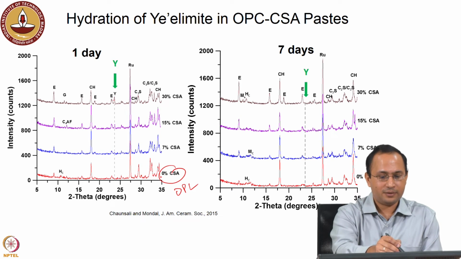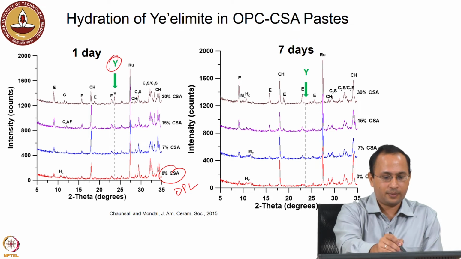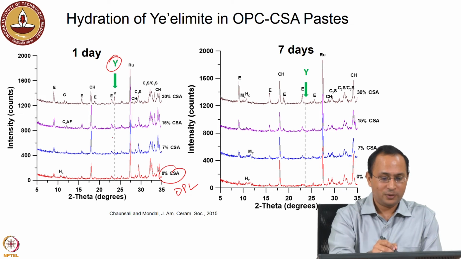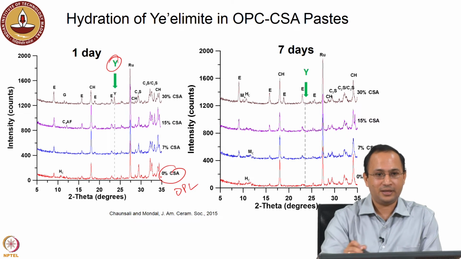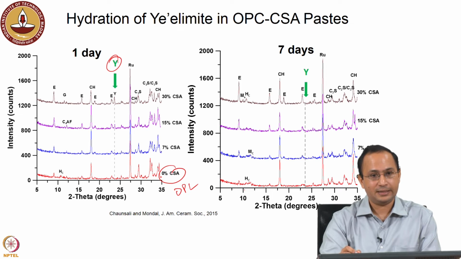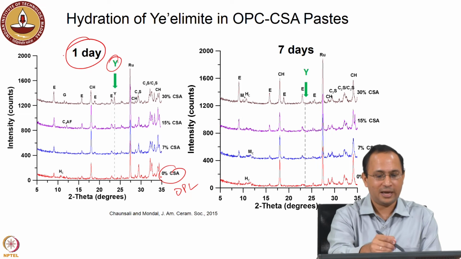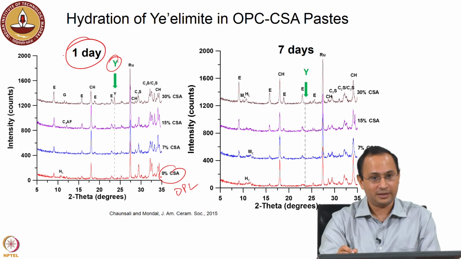So, you see presence of yeelimite, Y. It gives you a peak at around 23.4 degrees in XRD. And you can see that as you increase the amount of CSA, this peak is more intense. This is the picture at 1 day. So, you still have unreacted yeelimite after 1 day.